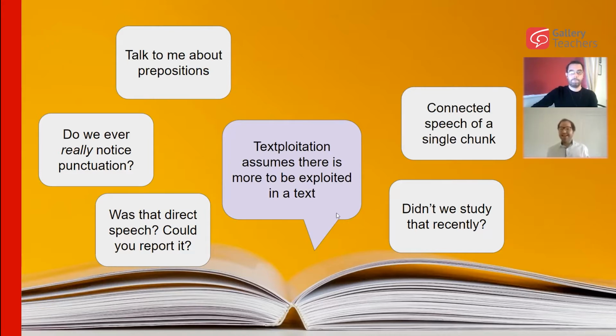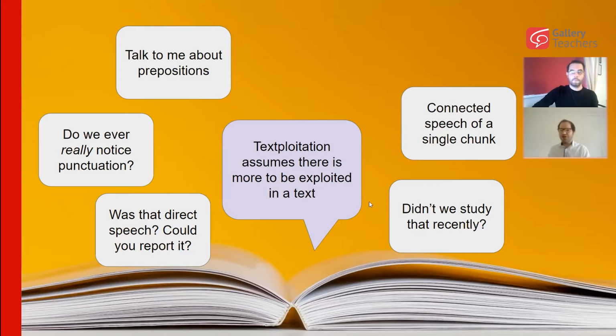But we very rarely teach it. And therefore, we need to highlight these things when they come up. It's all about noticing what's actually in a text. And yeah, connected speech as part of a single chunk. I think pronunciation is getting far better in course books, and we're seeing it much, much more. But it doesn't hurt us if we see, again, some of this direct speech.